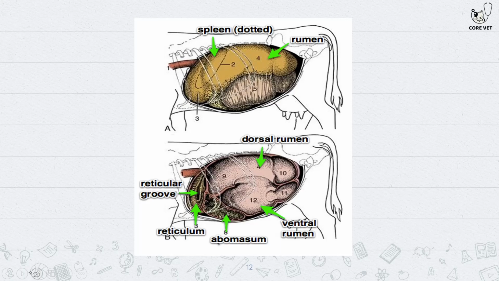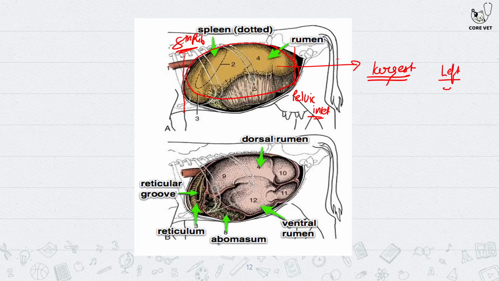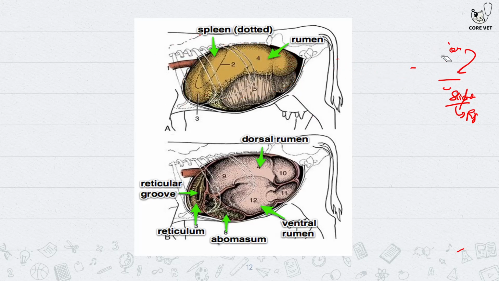So what I was saying is how big the rumen is. You can see over here that this is the eighth rib level, and this is the pelvic inlet level. Now you can see how big the rumen is, how much area it comprises. It is the largest compartment because it comprises the major part of the left side of the abdomen and a slight part on the right. Major is on the left side. Okay, that was about the positioning and the size of the rumen.